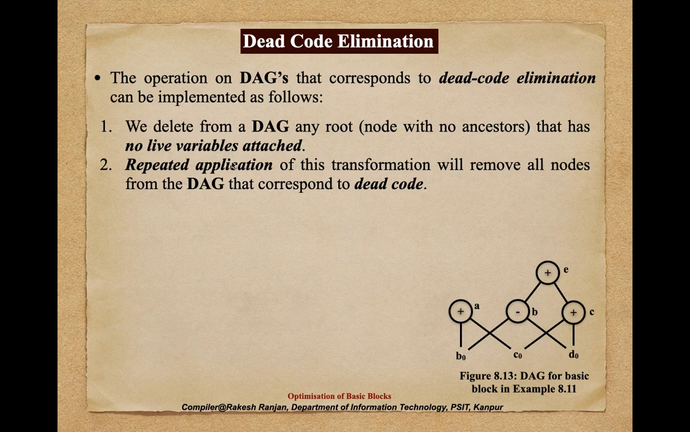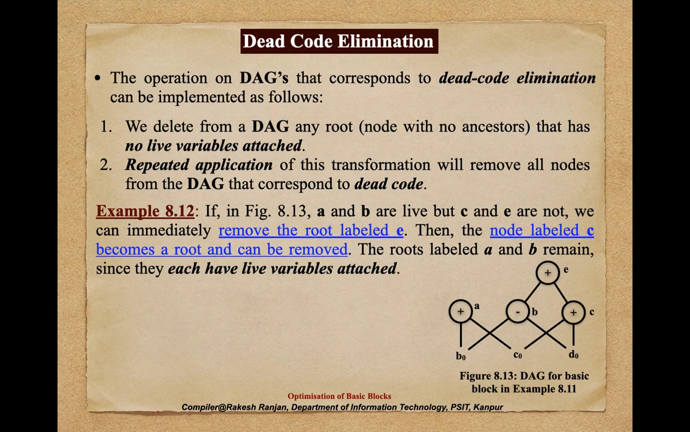For the optimization, we can delete from the DAG any root that has no live variables attached. Repeated application of this transformation will remove all the nodes from the DAG that correspond to dead nodes. So here we will take one example. We will take this diagram, figure 8.13. A and B are live, but C and E are not live here.